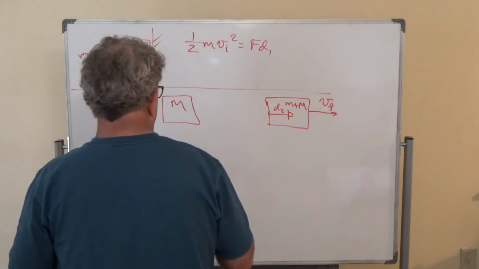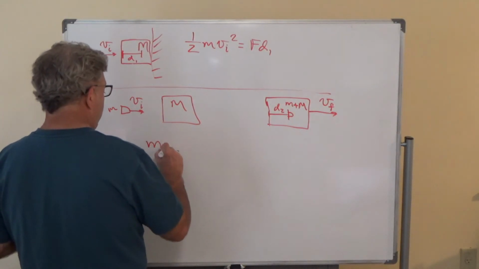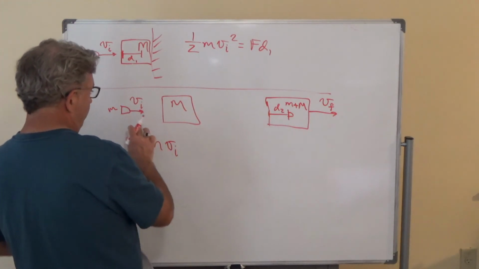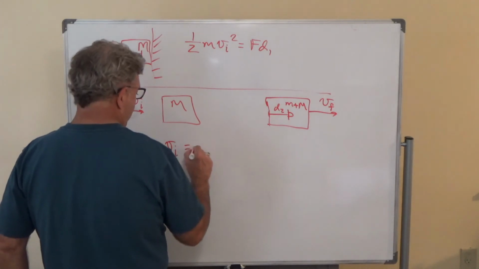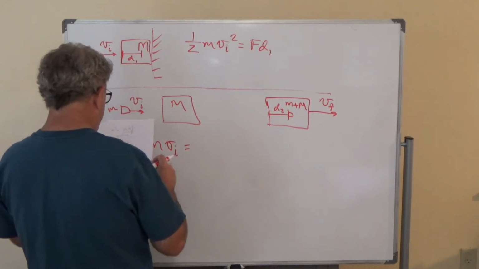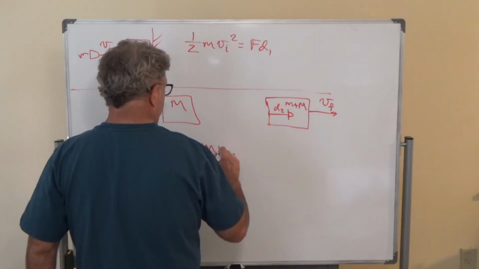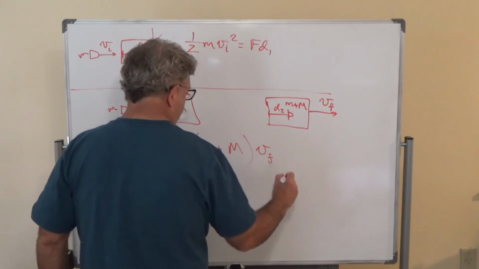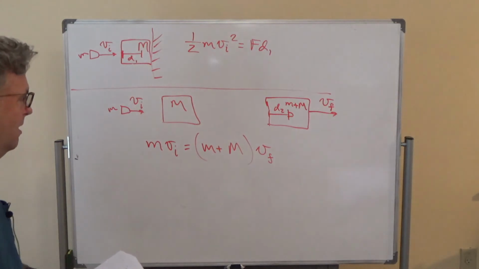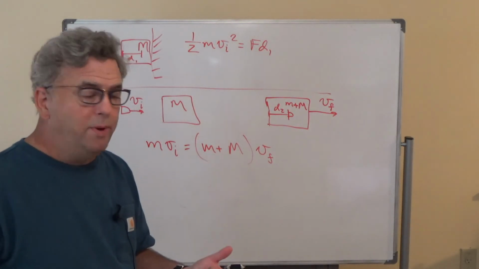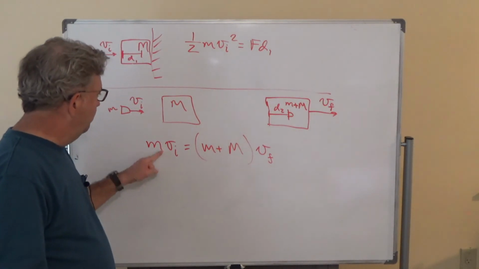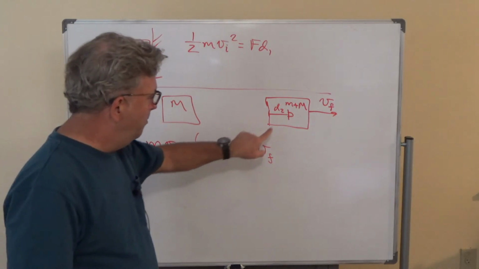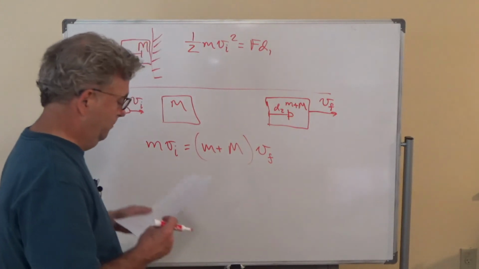So we can say that m V initial, that's the momentum of the projectile by itself, is equal to little m plus big M times V final. That's conservation of linear momentum. This is the initial momentum. This was at rest. This is the final momentum. Okay?